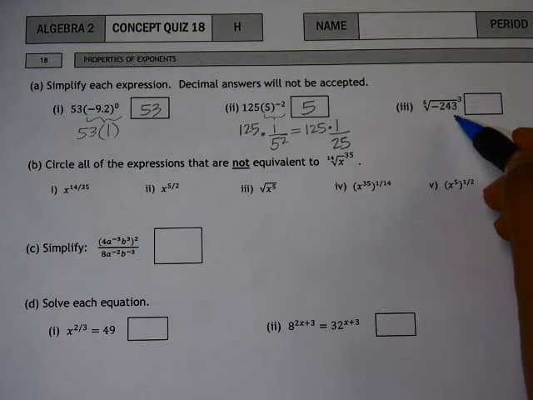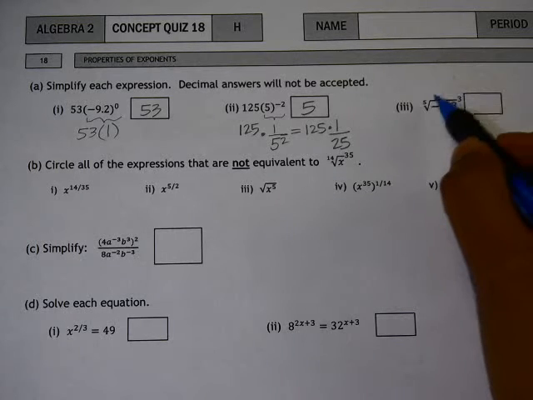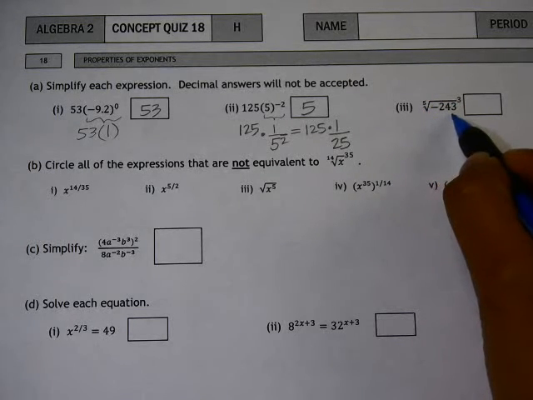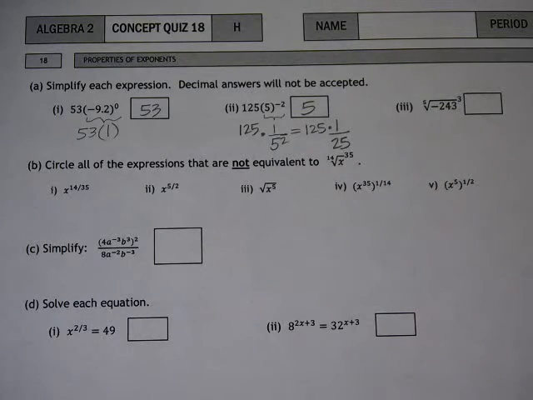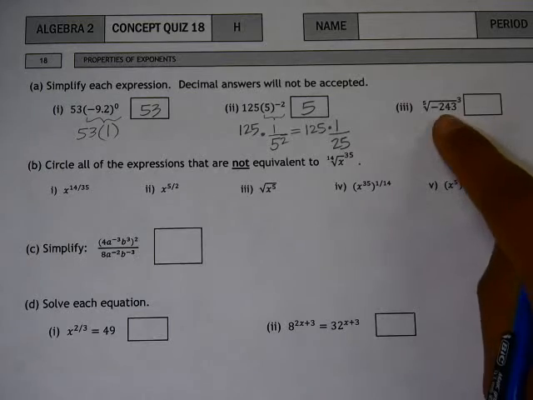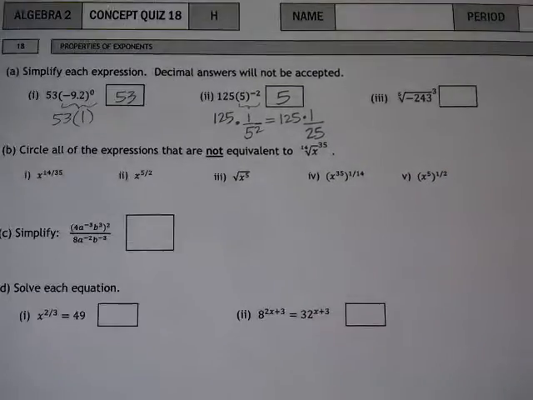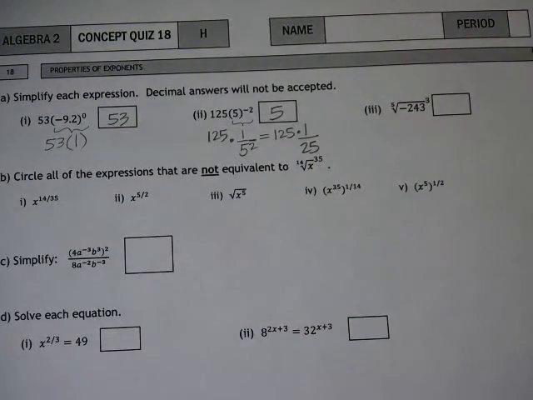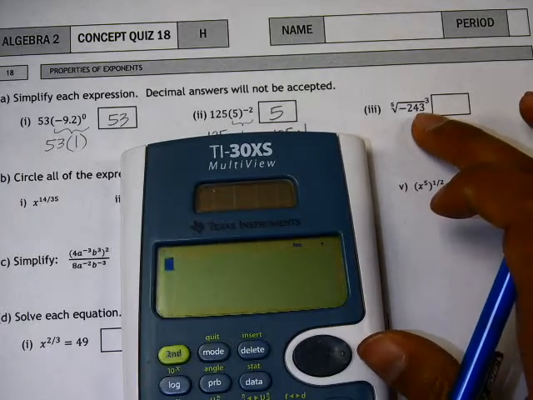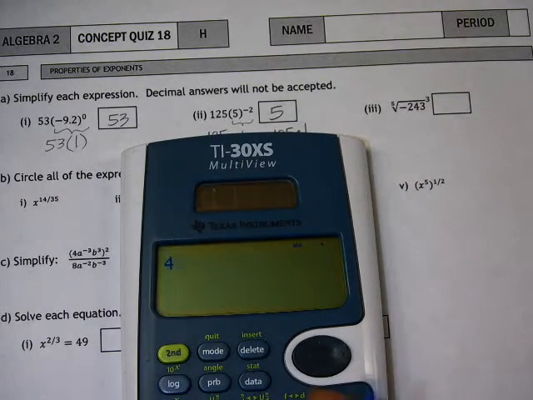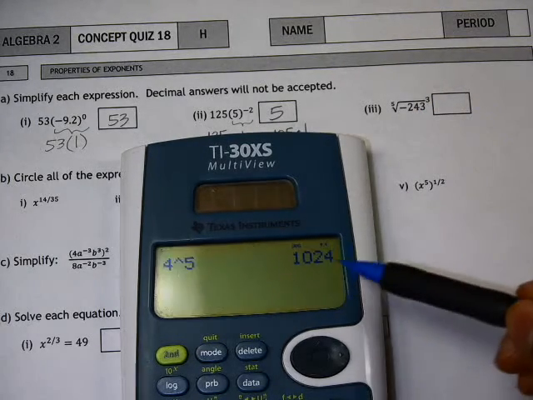On number 3, we have the 5th root of negative 243 to the 3rd power. So the 5th root of negative 243, in other words, what number can you raise to the 5th power to get negative 243? If you're unsure, you can always use a calculator to guess and check. So, for example, if you thought the answer was 4, you can check whether 4 to the 5th power is equal to 243. So we can see here that's too big.